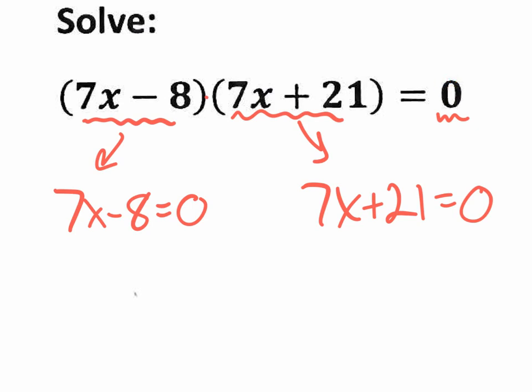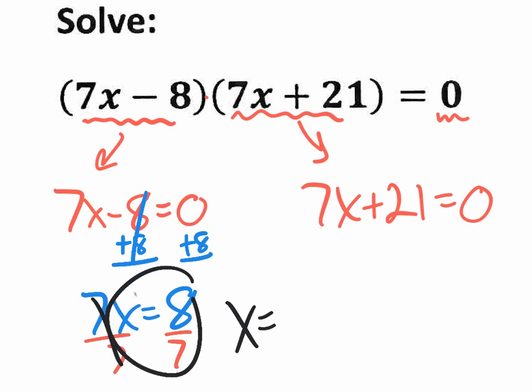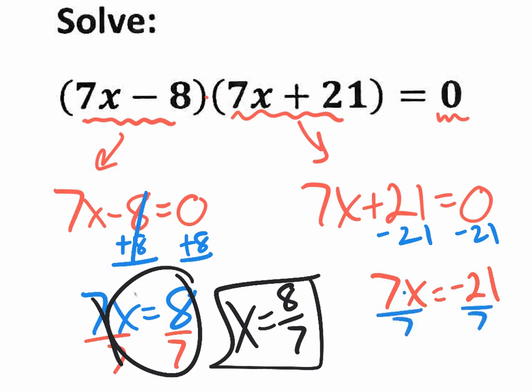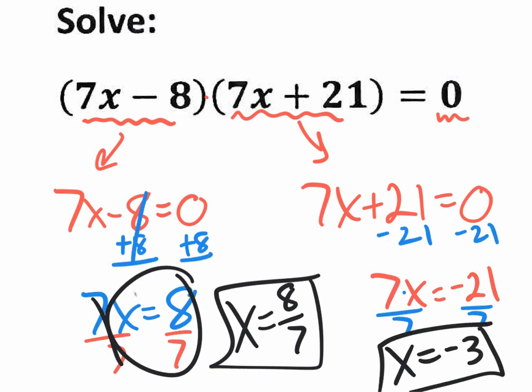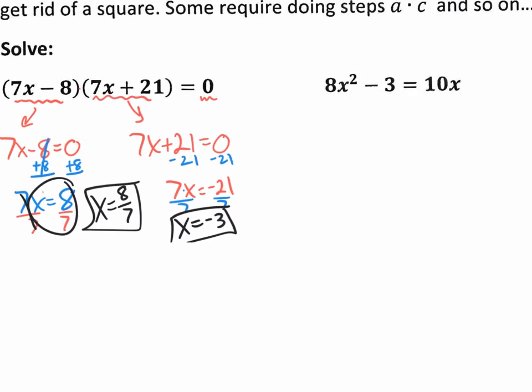So anyways, let's solve. Add 8 to both sides. You're going to get 7x equals 8. Final step would be to divide by 7, and that's your answer. X equals 8/7. The other one, let's subtract 21. We will get 7x equals negative 21. We're going to divide by 7, and final answer is x equals negative 3. Negative 21 divided by 7 is negative 3. You have to write both answers to get full credit. If you only write one answer, you only get half credit. That's no good. It's 50%. Nobody wants 50% F.